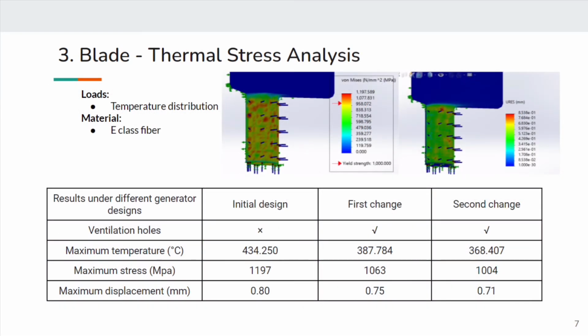Since our generator is assumed to generate heat, we need to know if the heat is going to affect the turbine structure. So we did a thermal analysis of the wind blade, then input the temperature distribution for the thermostatic analysis. The high stress is mostly located at the high temperature area, which is the center shaft, so we don't need to worry about it since it's fixed to the generator.